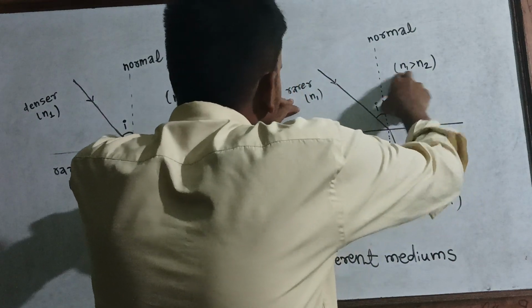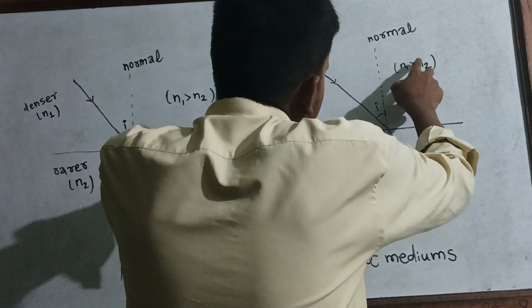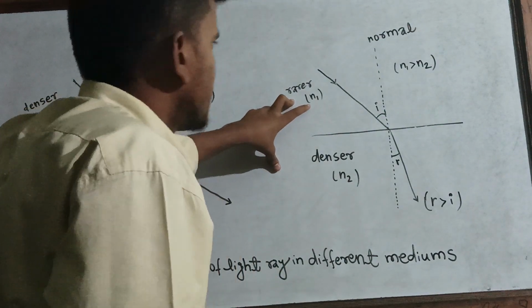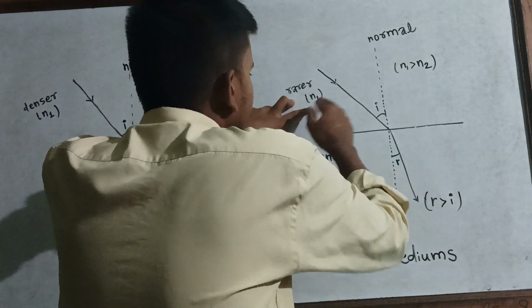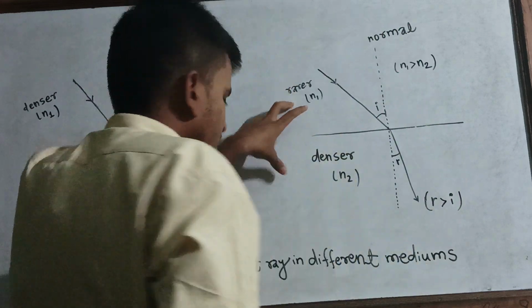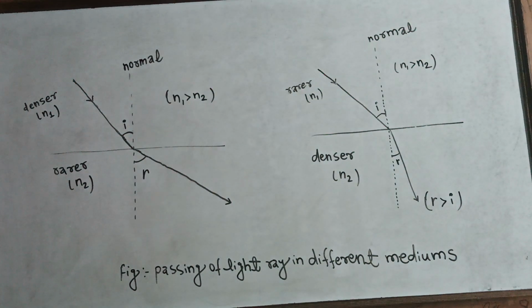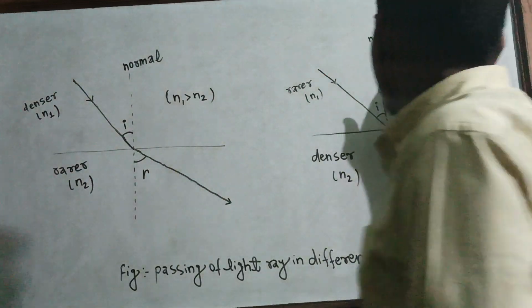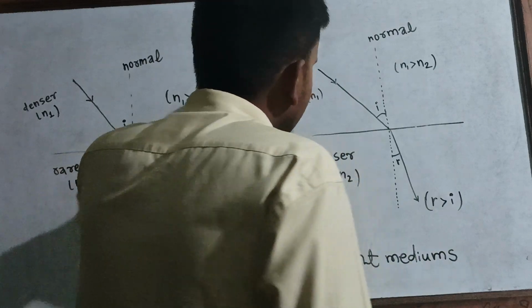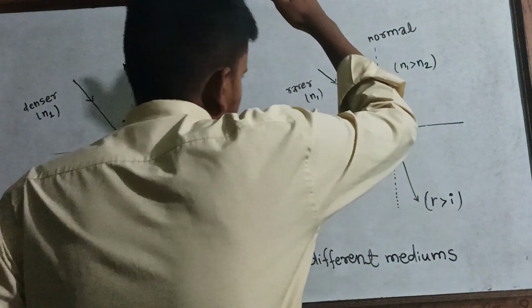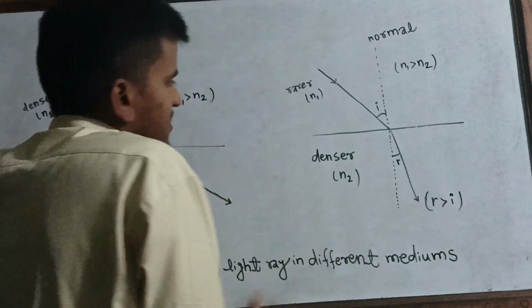Now here, N1 is greater than N2. See here, so this N1, which is a rarer medium, is greater than N2. This is the normal line, and here it comes from the rarer medium, and then it passes, and then it bends towards the normal.